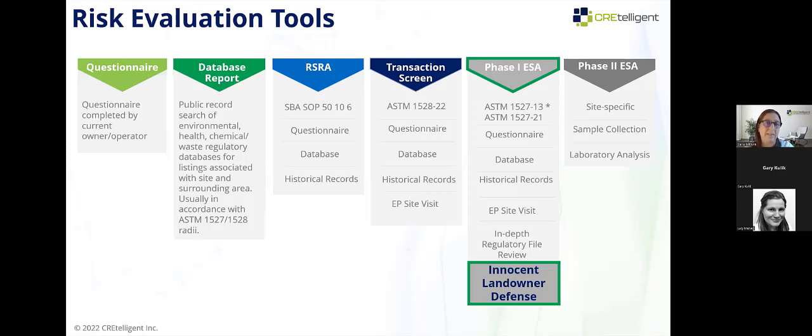The next level up is the RSRA, the Record Search with Risk Assessment, coined by the SBA. It is an investigation that's actually used quite often, not just for SBA loans, but beyond SBA loans, because it's been proven to be a really useful tool. And it takes all these desktop sources, database reports, historical records, questionnaire, and it compiles them into one report. And so you'll get a snapshot of your property's history, as well as the regulatory insight and any feedback that may come from the current owner operator or previous owner through the questionnaire.